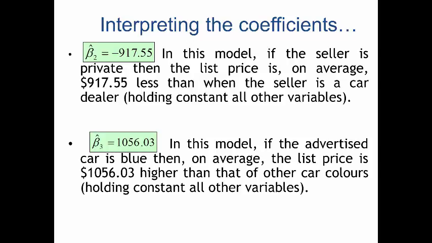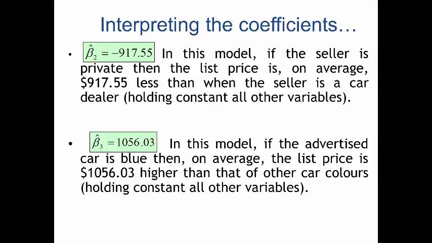Instead, what we do is we interpret the coefficients as follows. For B2, which is seller type, we interpret this as, on average, if the seller type is private, then we expect the list price to be $917.55 less than when the seller is a car dealer, holding constant all other variables. For B3, the coefficient for colour, we interpret this as follows. If the advertised car is blue, then on average the list price is $1,056.03 higher than that of other coloured cars, holding constant all other variables.